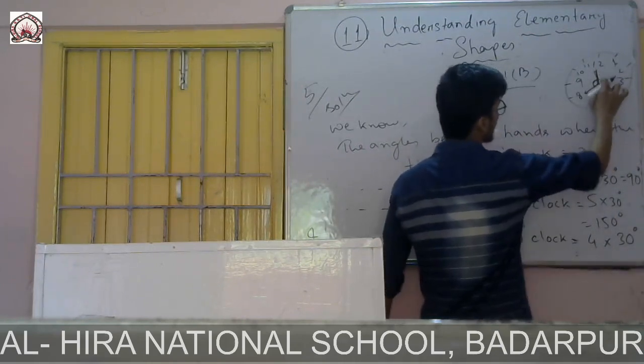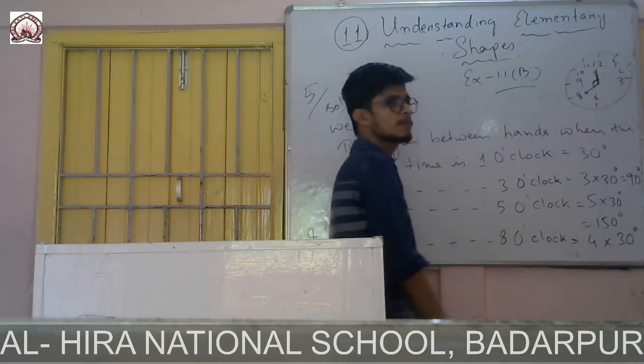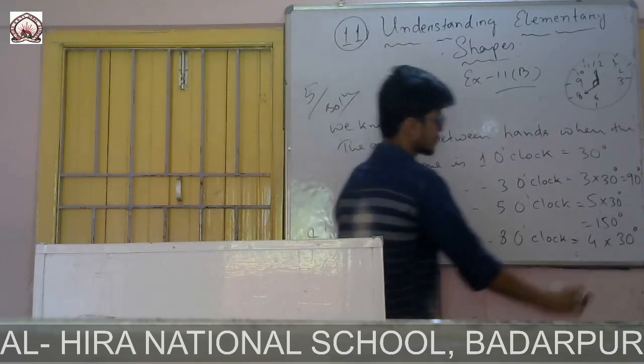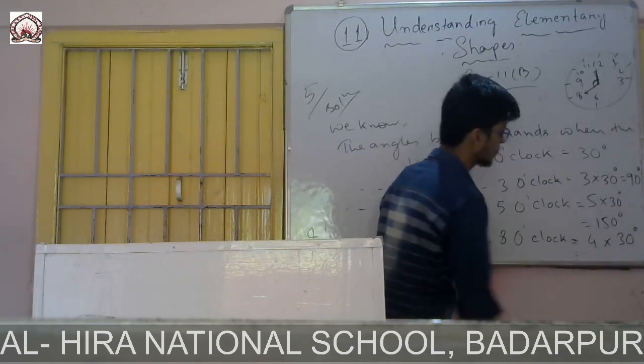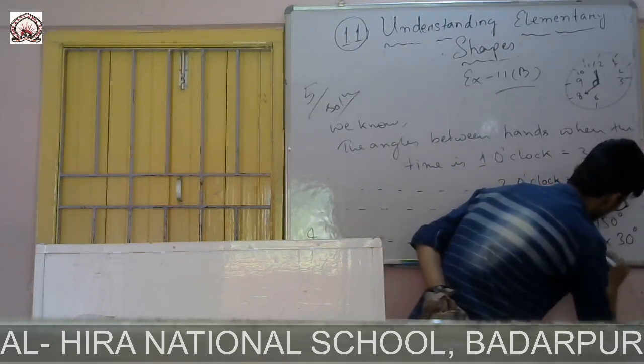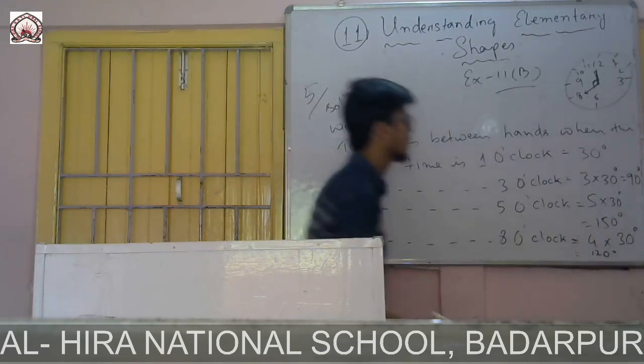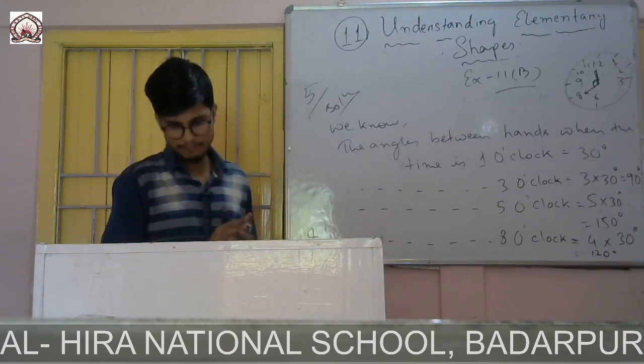Because if I take this one, then it will be more than 180 degree and it will be a reflex angle. But the question is to find, okay. So for 8 o'clock, it will be 4 into 30. It is 4 3s are 12, 120 degree. Now I will find one by one. The question is to find the reflex of this angle.